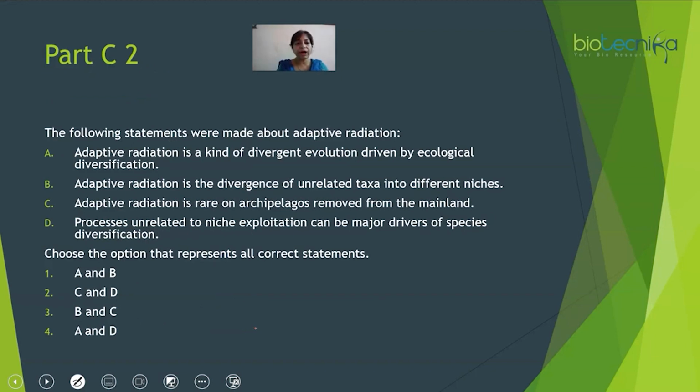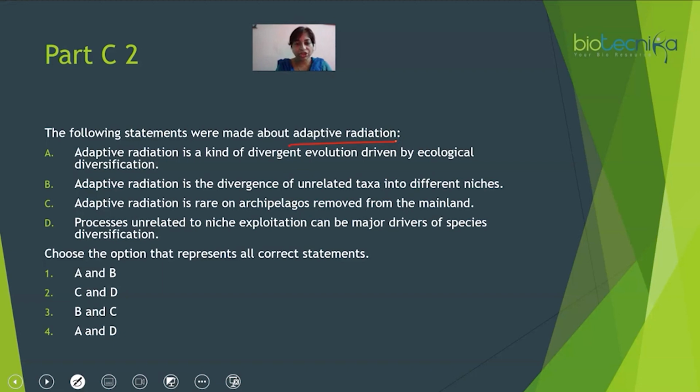Next question from part C is about adaptive radiation. Sometimes it becomes difficult to differentiate the questions and divide them into different groups in the syllabus. So this adaptive radiation, you can consider it as a part of unit 9 or unit 11. The concept remains the same. There is no difference in the concept that you learn in unit 9 or in unit 11. So it's talking about adaptive radiation.